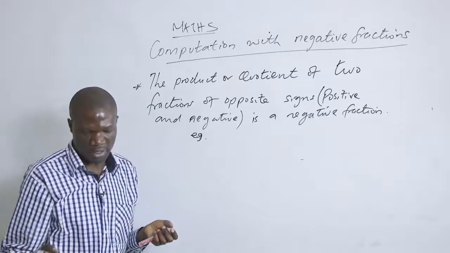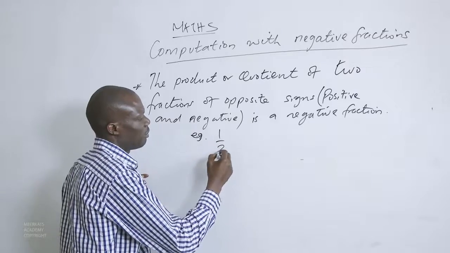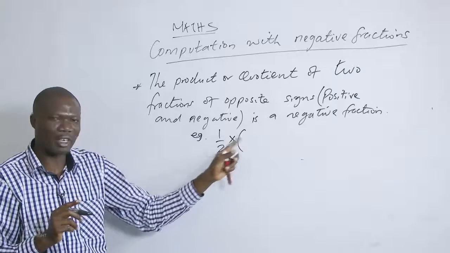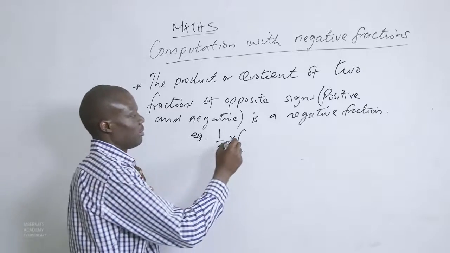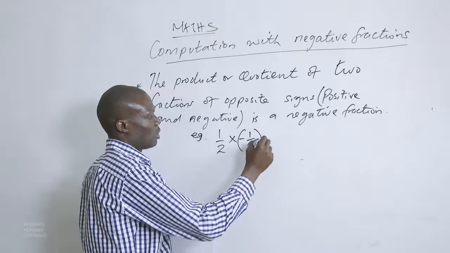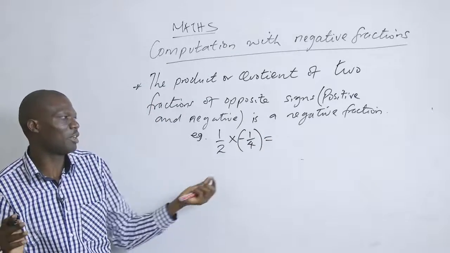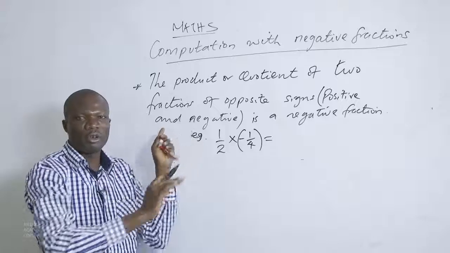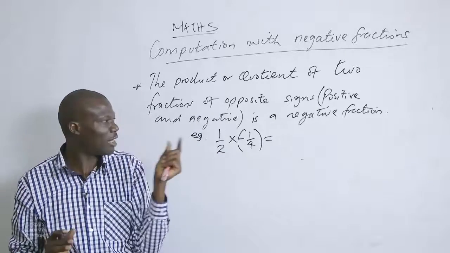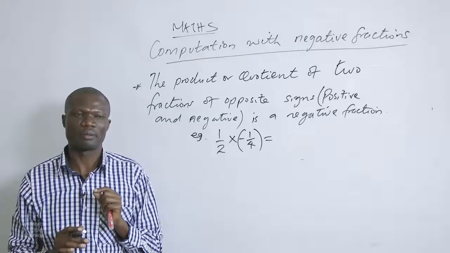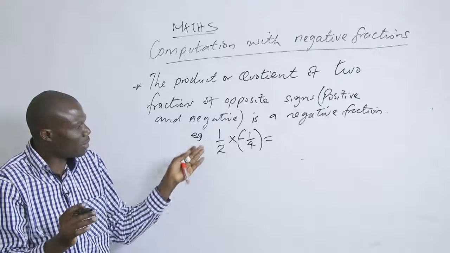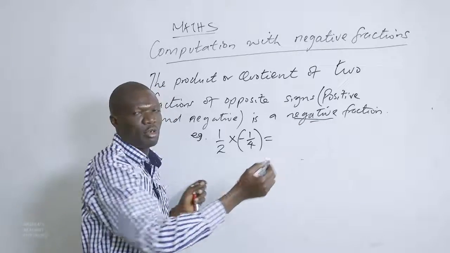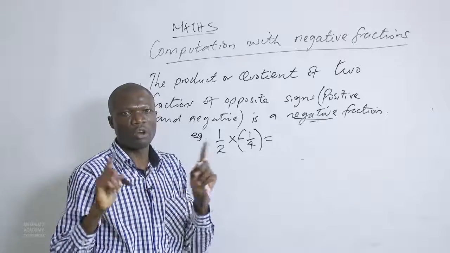If we are looking at the product, and we have a number like a half multiplied by, now a half is positive, so we are going to have a negative fraction here. Let us take it like negative a quarter. So before we even move on, the answer must be a fraction, correct? Two, from the rule that we've noted down here, the answer must be negative. So we are going to do the ordinary multiplication of fractions, but bear in mind that the answer must remain negative because it is the product of two fractions with opposite signs.